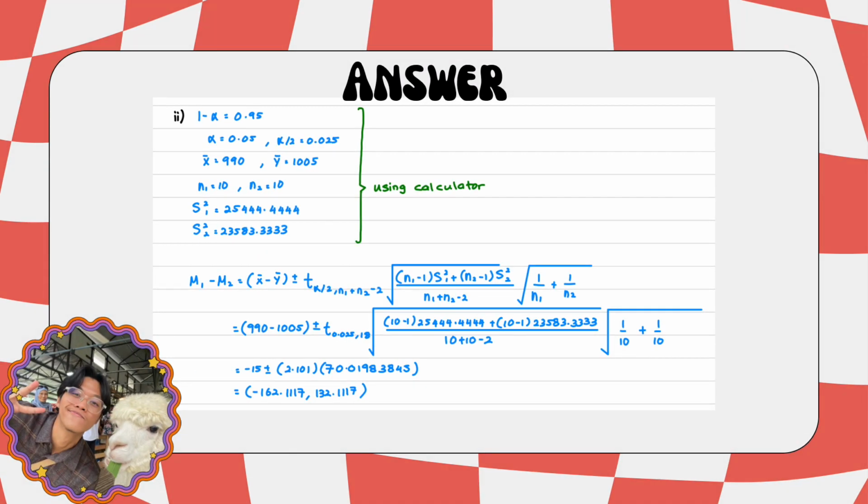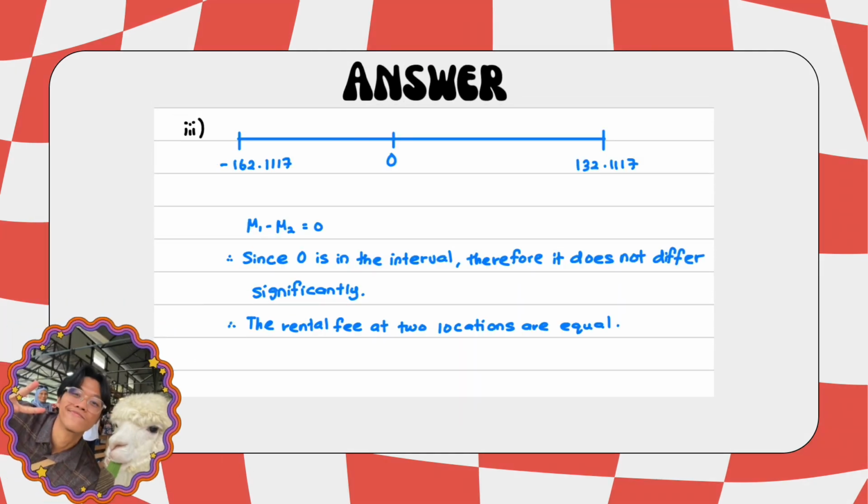As for question A2, we have to find the 95% confidence interval between two means. Firstly, we need to know the value for each unknown to be substituted into the distribution. Then, just substitute all of it into this distribution, and the final answer for the difference between two means is negative 162.1117 and 132.1117.